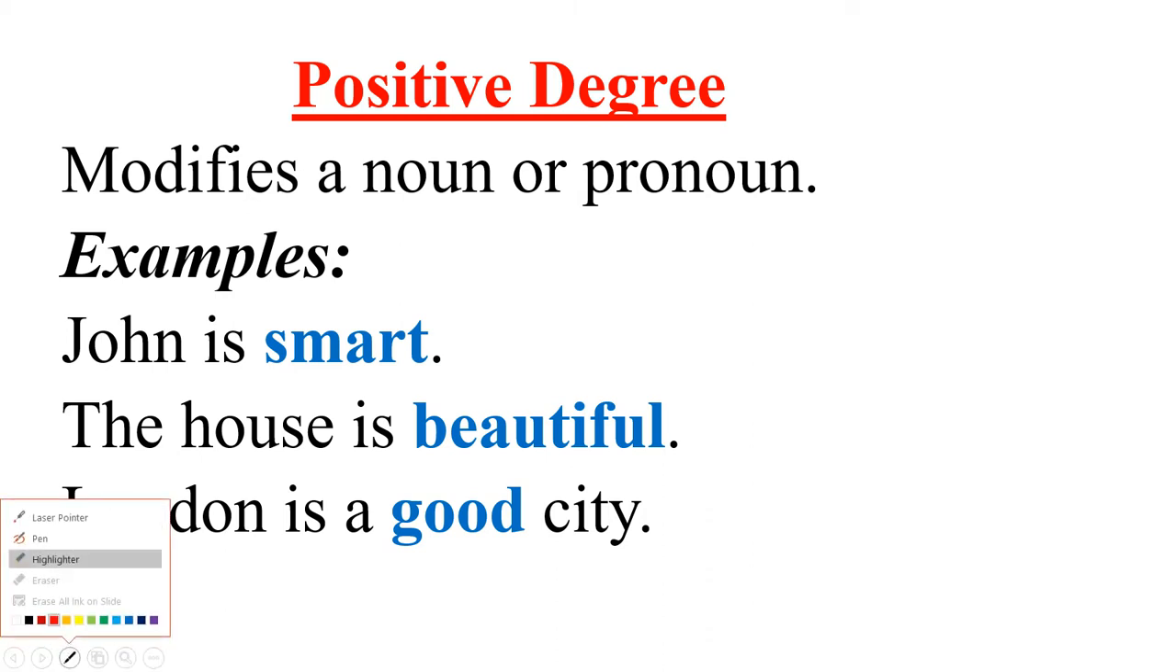Here we've got some examples, like John is smart. Here the adjective smart is modifying John. The house is beautiful. The adjective beautiful is modifying the house. And here we're talking just about the house. And the third example, London is a good city. Here good is an adjective.